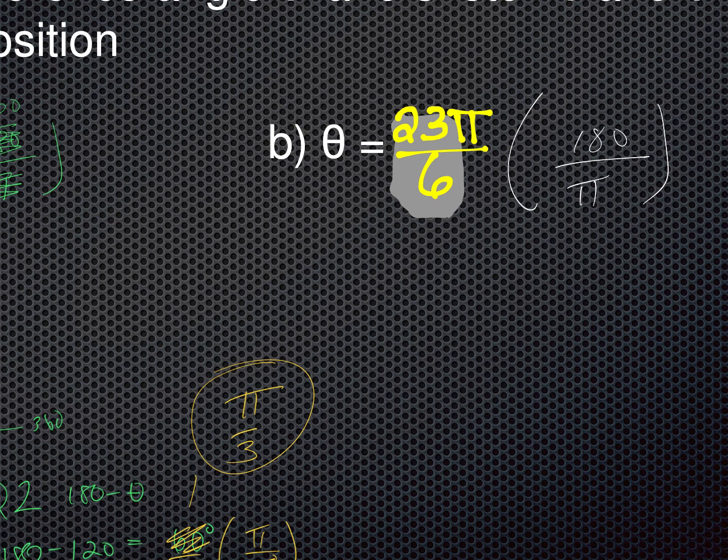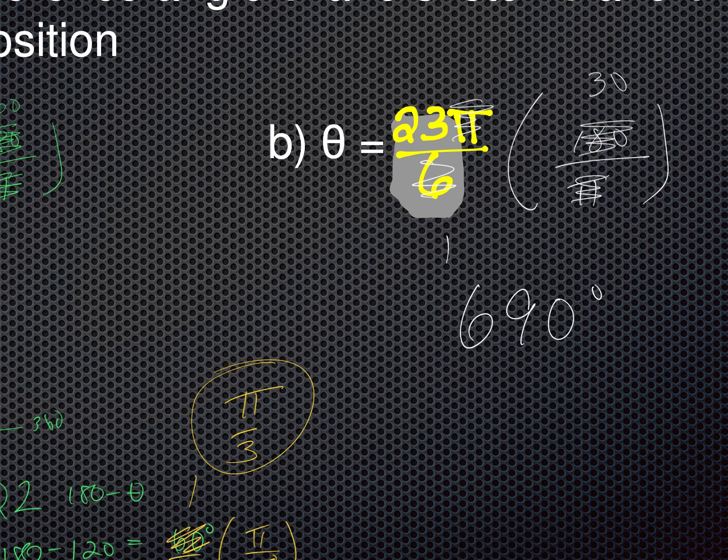If I break this down, my pi's cancel. 6 goes into 6 once. 6 goes into 180 how many times? 30 times. And now we multiply. 23 times 30. It's not that bad. What's 23 times 3? 69. Then just put the 0. So 690 degrees. What do you guys notice about 690?